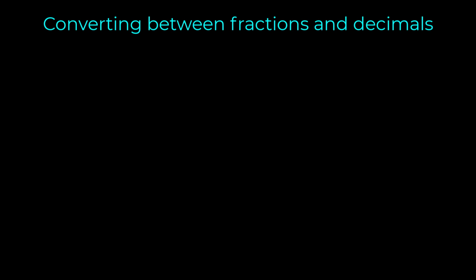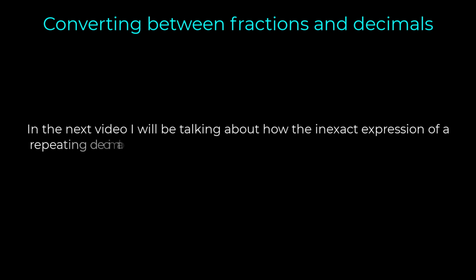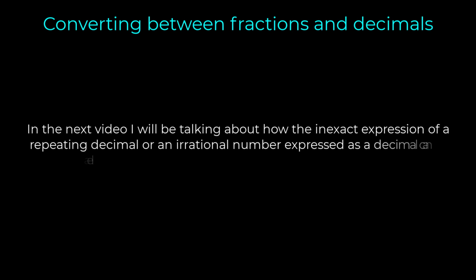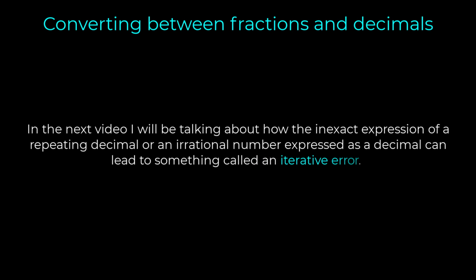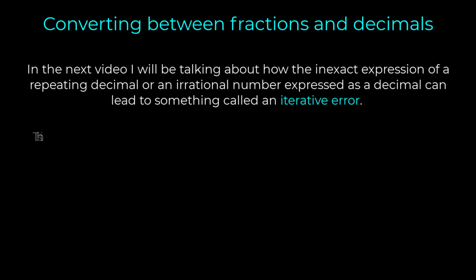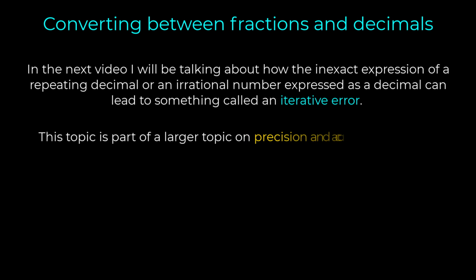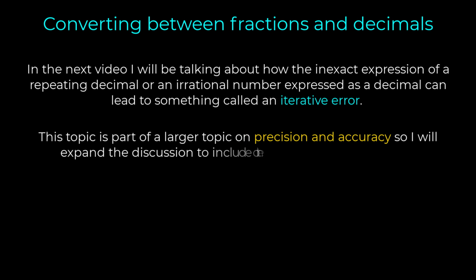We are done with this video. In the next video, I would like to talk about how the inexact expression of a repeating decimal, or an irrational number expressed as a decimal, can lead to something called an iterative error, and how we can best avoid this type of error. This topic is really an offshoot of a larger topic of precision and accuracy, so I think I will expand the discussion to include other aspects of this topic.